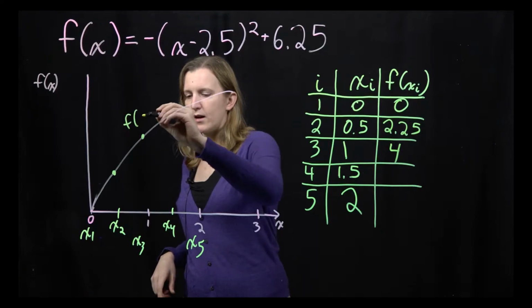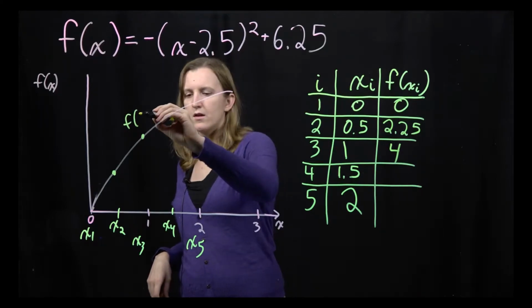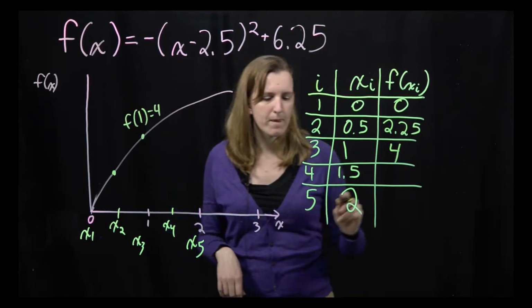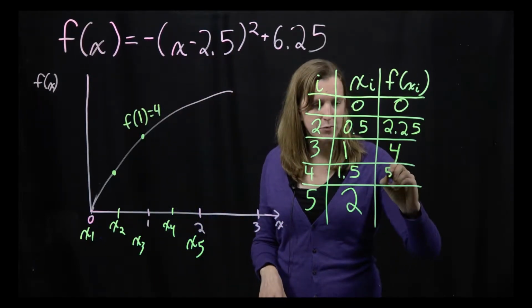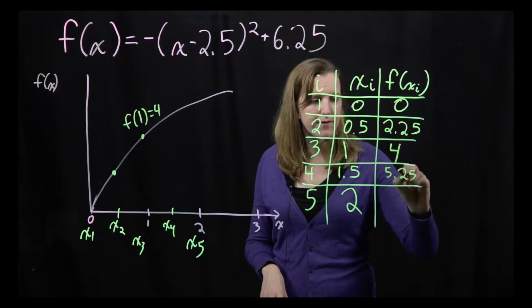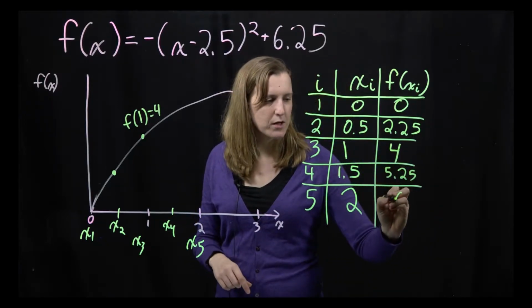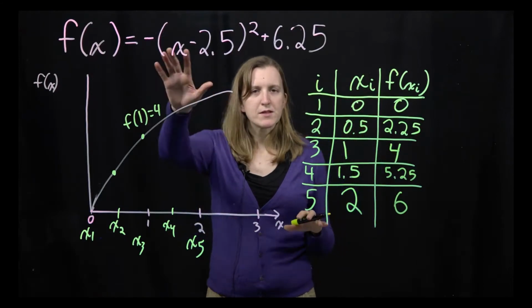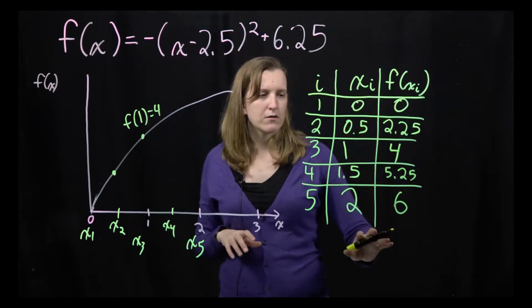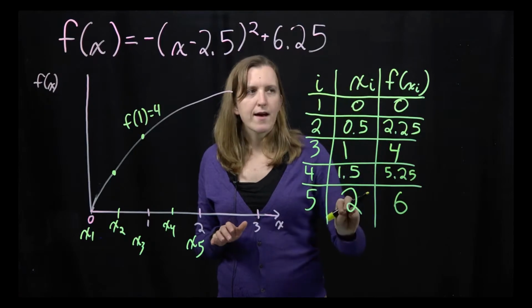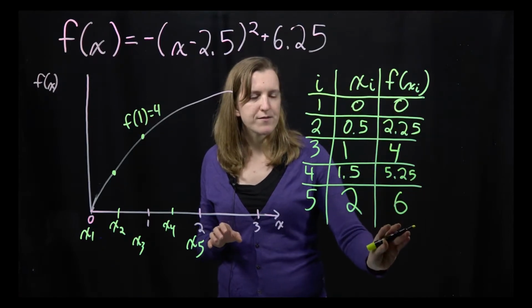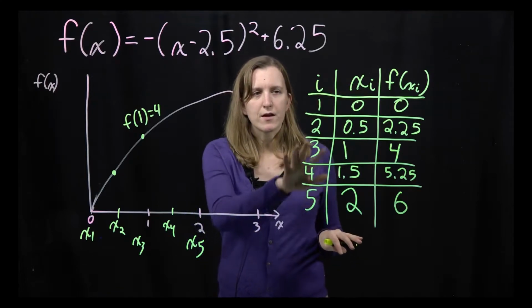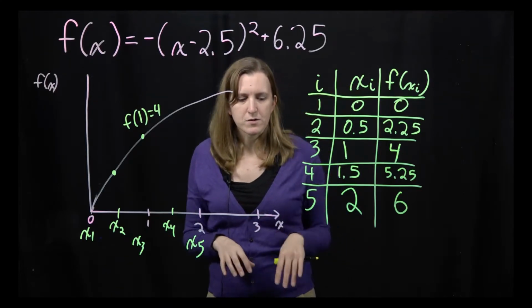So f of 1 is equal to 4. For 1.5, 5.25 is our value of f of xi. And then this last one is equal to 6. And so this is how, for a specific function, we can build up our arrays of the x values and the values of the function at those points. And then we also have the list of what our different i values are.